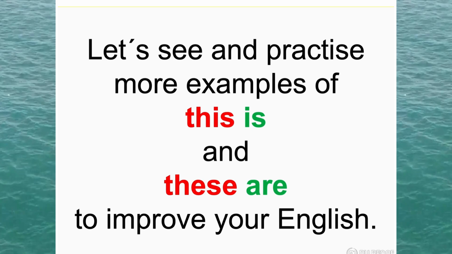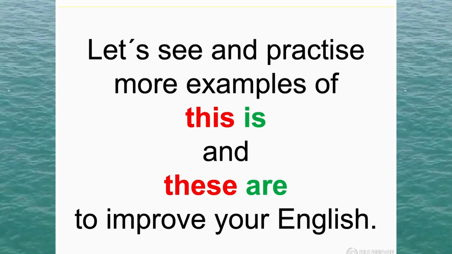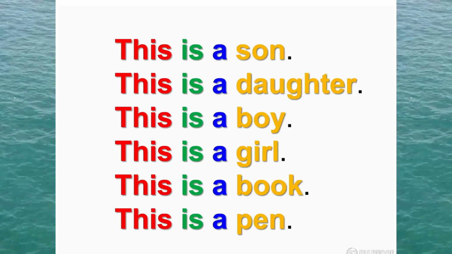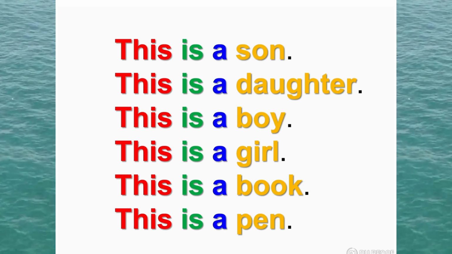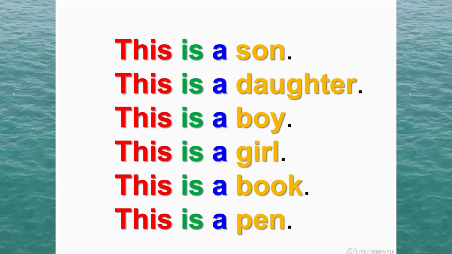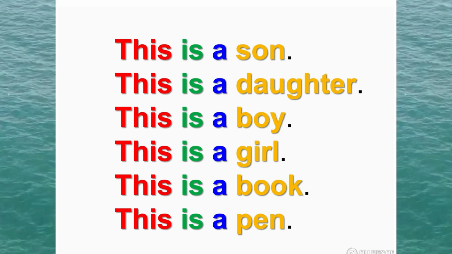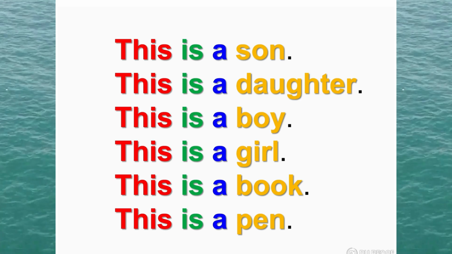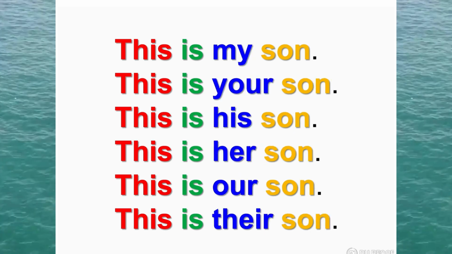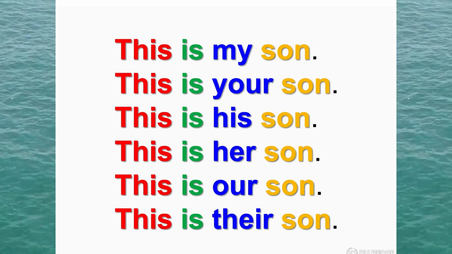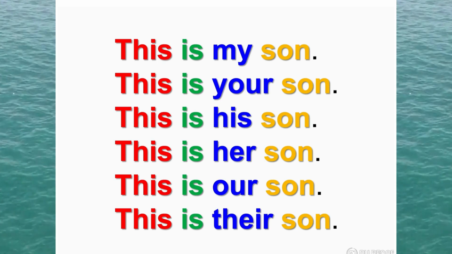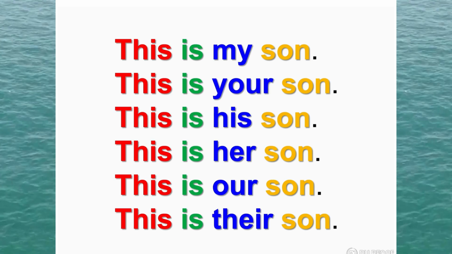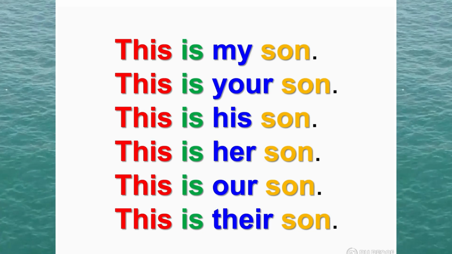Let's see and practice more examples of this is and these are to improve your English. This is a son. This is a daughter. This is a boy. This is a girl. This is a book. This is a pen. So all these people or things are near me. Let's continue. This is my son. This is your son. This is his son. This is her son. This is our son. This is their son.